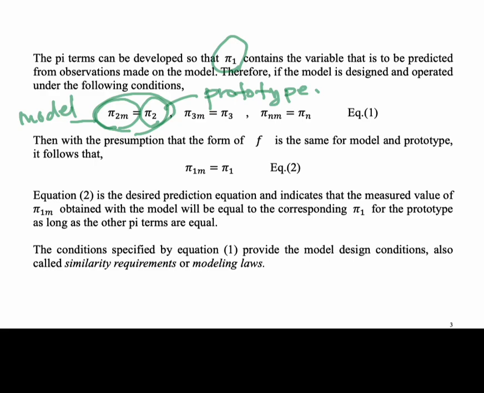So then, with the presumption that the form of f is the same for model and prototype, it follows that pi1 model is equal to pi1. Equation 2 is the desired prediction equation and indicates that the measured value of pi1m obtained with the model will be equal to the corresponding pi1 for the prototype as long as the other pi terms are equal. The conditions specified by equation 1 here provide the model design conditions, also called similarity requirements or modeling laws.